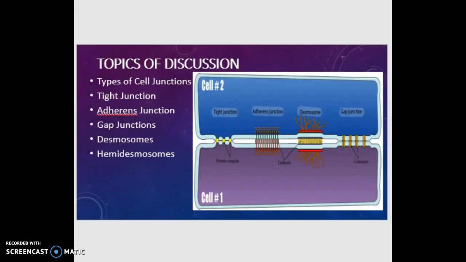The topics discussed are going to be the different types of cell junctions. Those types include tight junctions, adherens junctions, gap junctions, desmosomes, and hemidesmosome junctions.